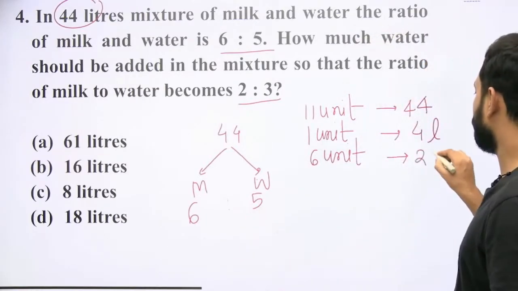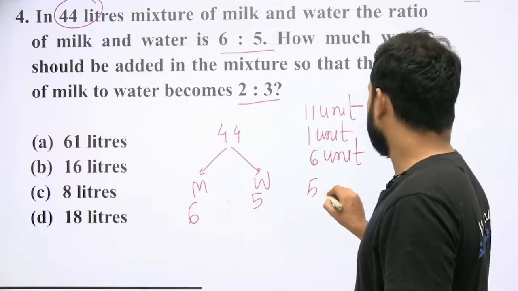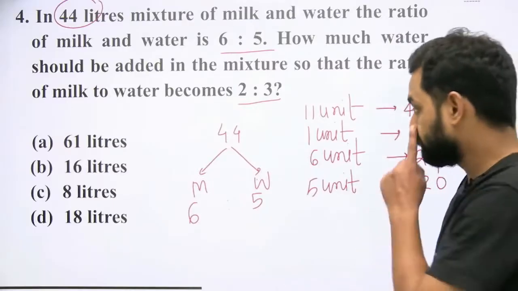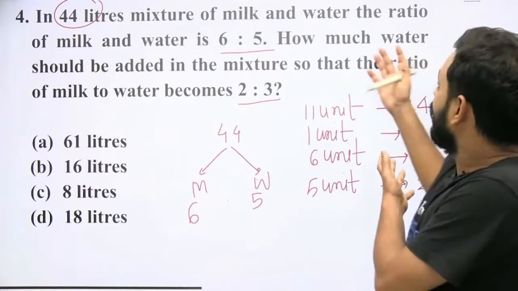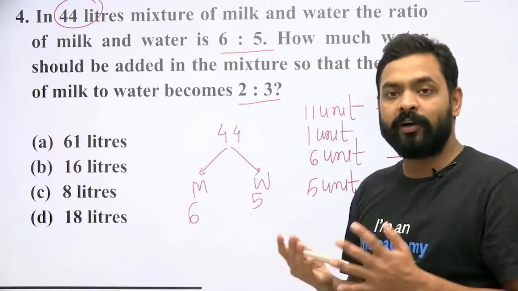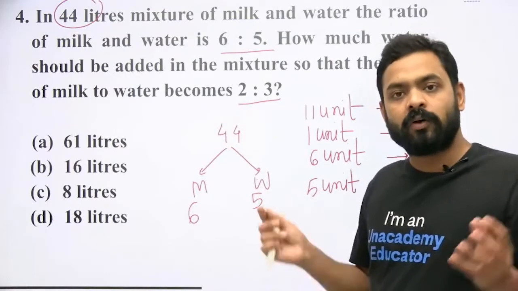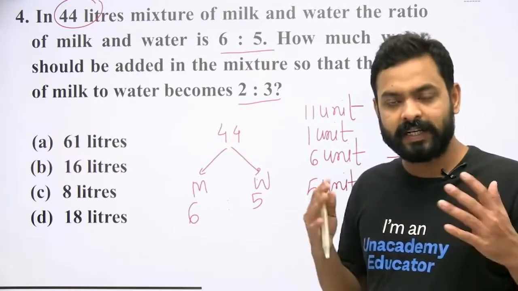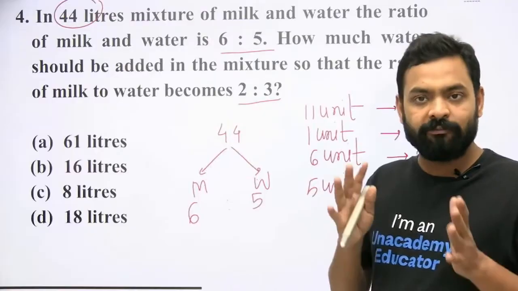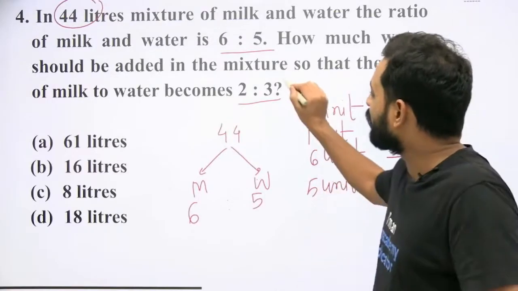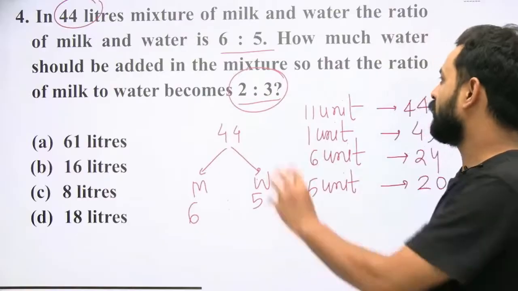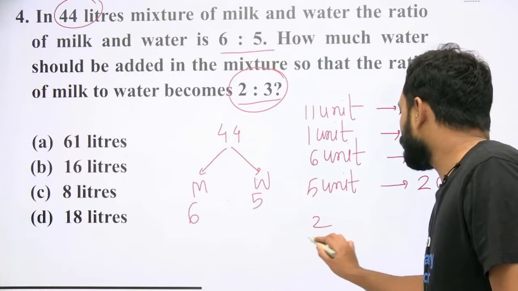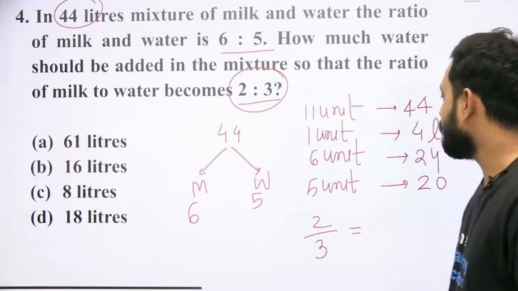6 unit will be 24, and 5 unit will be 20. I hope this is clear. Now the question is, how much water must be added? When you add water to a mixture, the water quantity adds up and the overall quantity also increases, right? So we have to find out the amount of water to be added so that the ratio of milk to water becomes 2:3.